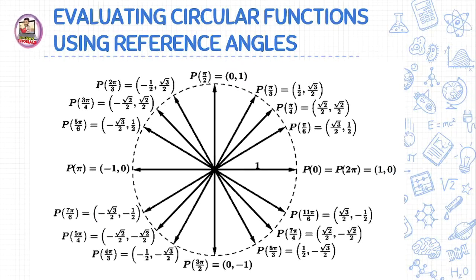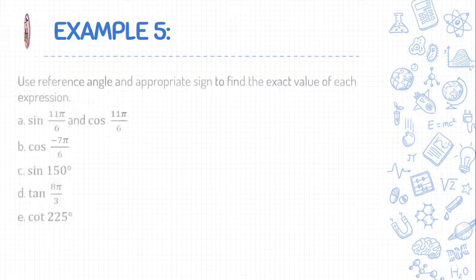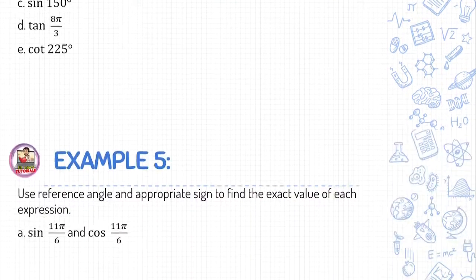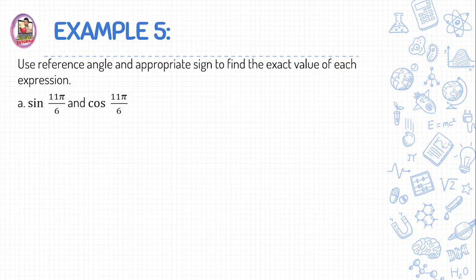So we can also use this table, this diagram, if hindi natin ma-memorize agad-agad yung mga values at yung process ng paghahanap ng values manually. Okay? So example 5, use reference angle and the appropriate sign to find the exact value of each expression. Let's begin kay A. Sine 11 pi all over 6 and cosine 11 pi all over 6.